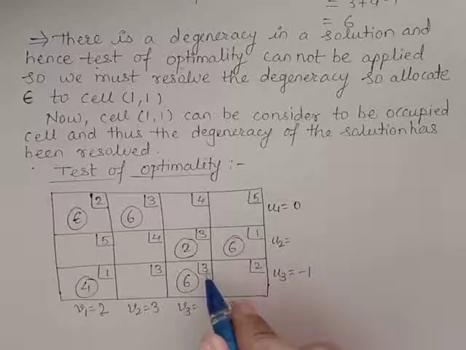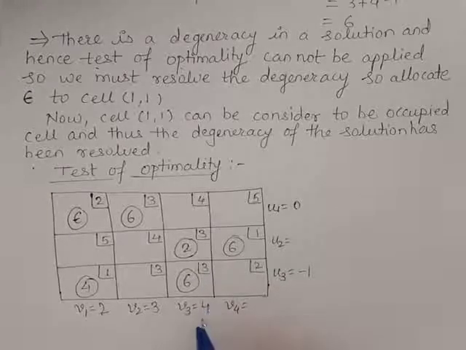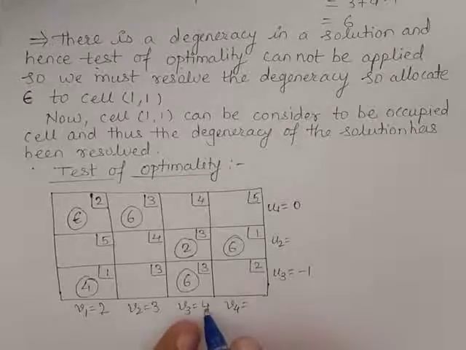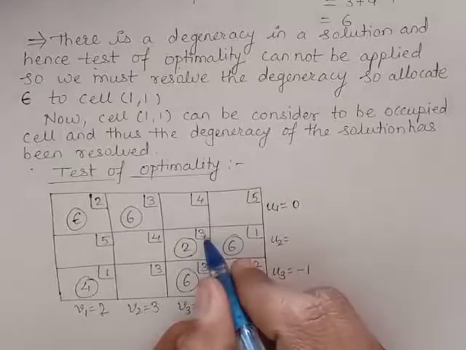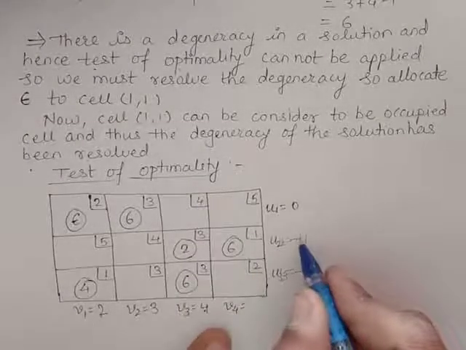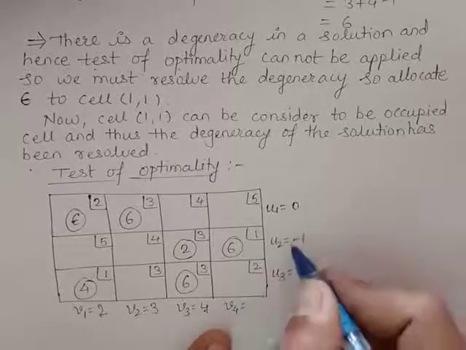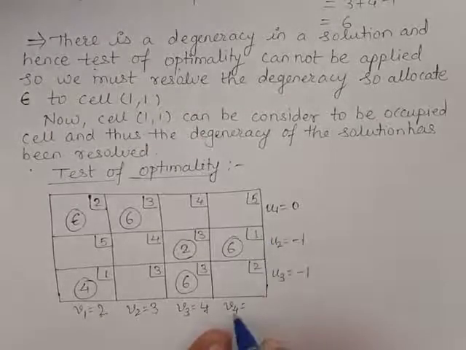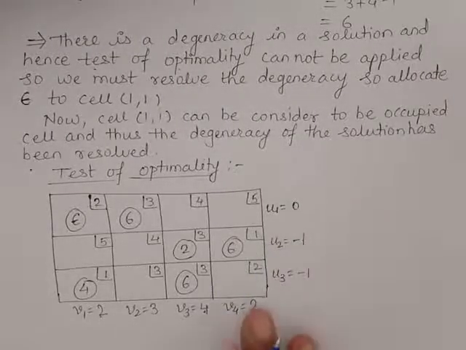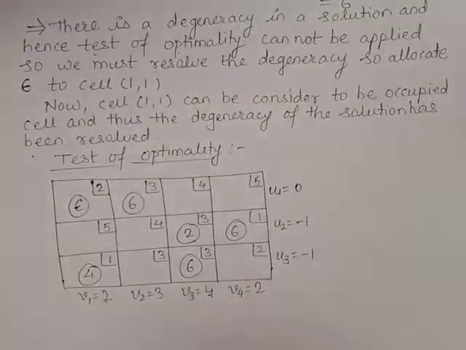Now again U3 is minus 1. So V3 and U3 will be 3. So what should this be? This is 4. 4 minus 1 will be 3. Again this is 4, 4 plus what will be 3? So 4 minus 1 will be 3. Again this is minus 1, and V4 plus U2 will be 1. So V4 must be 2. 2 minus 1 will be 1. Fine. Now we have found Ui and Vj.